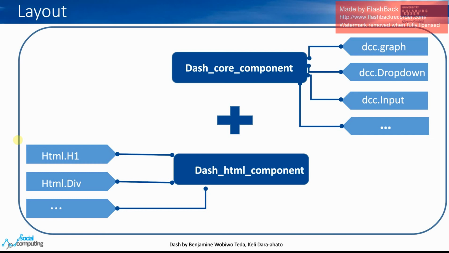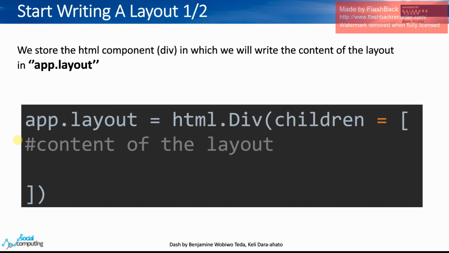Next, we will take a look at how you can write the layout of your Dash app. First of all, you have to declare the app layout by writing app.layout and store the div that will contain the elements of your page in it. So basically, you specify that this div actually wraps up your whole page.